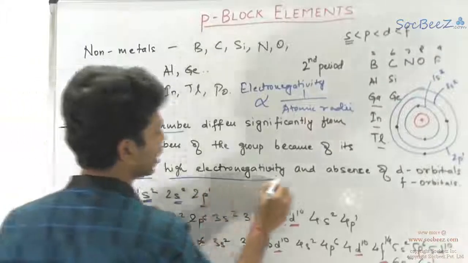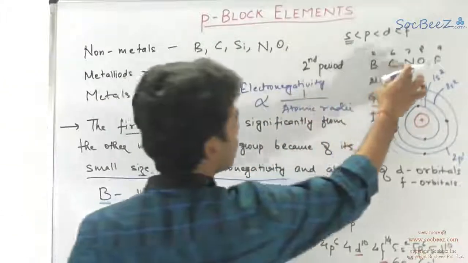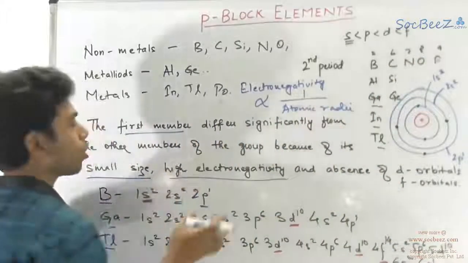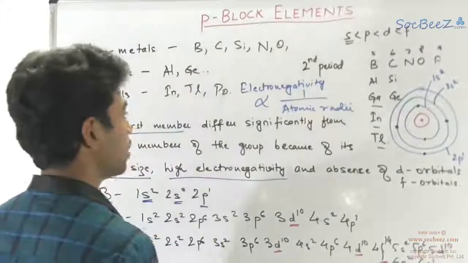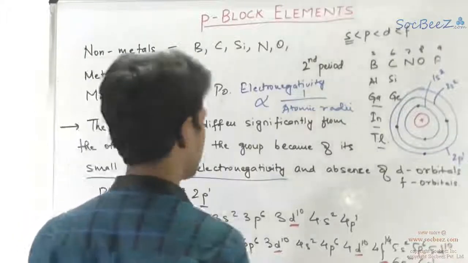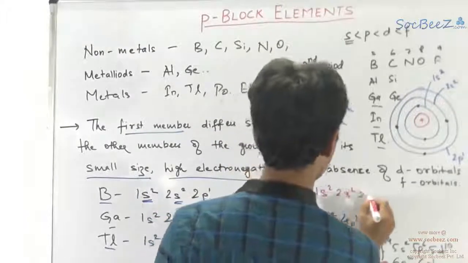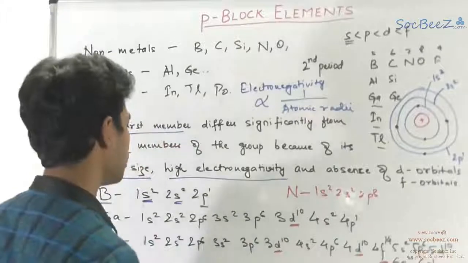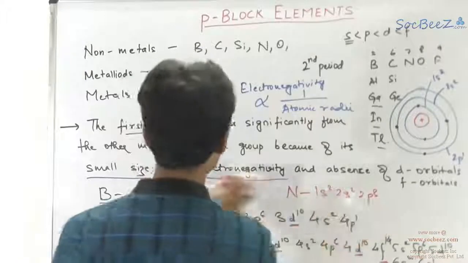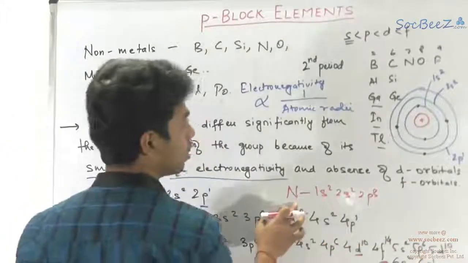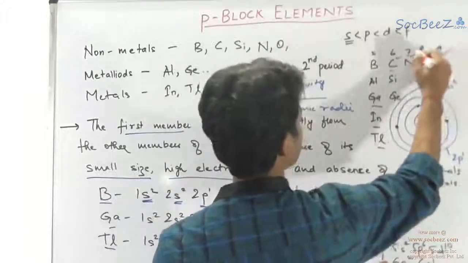So boron has high electronegativity, and similarly the other members of the same period, the second period, carbon, nitrogen, oxygen and fluorine, would have the same property. They have a very small size. For nitrogen, the electronic configuration is 1s2, 2s2, 2p3. You can again see the number of shells remains 3 only, so these properties would again hold for nitrogen. Similarly, they would hold for carbon, oxygen, and fluorine also.